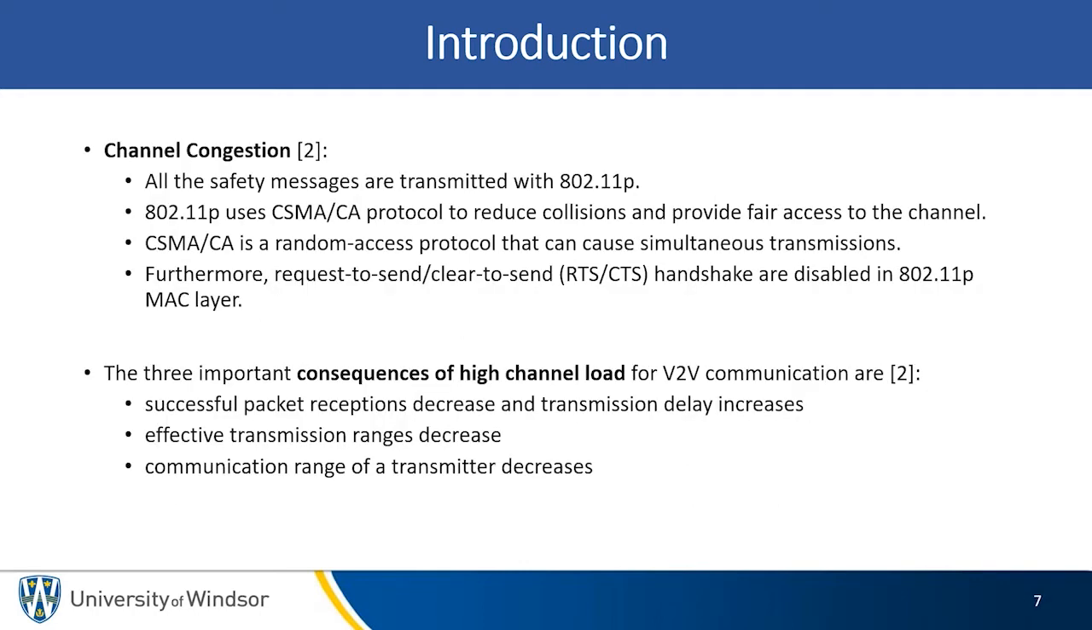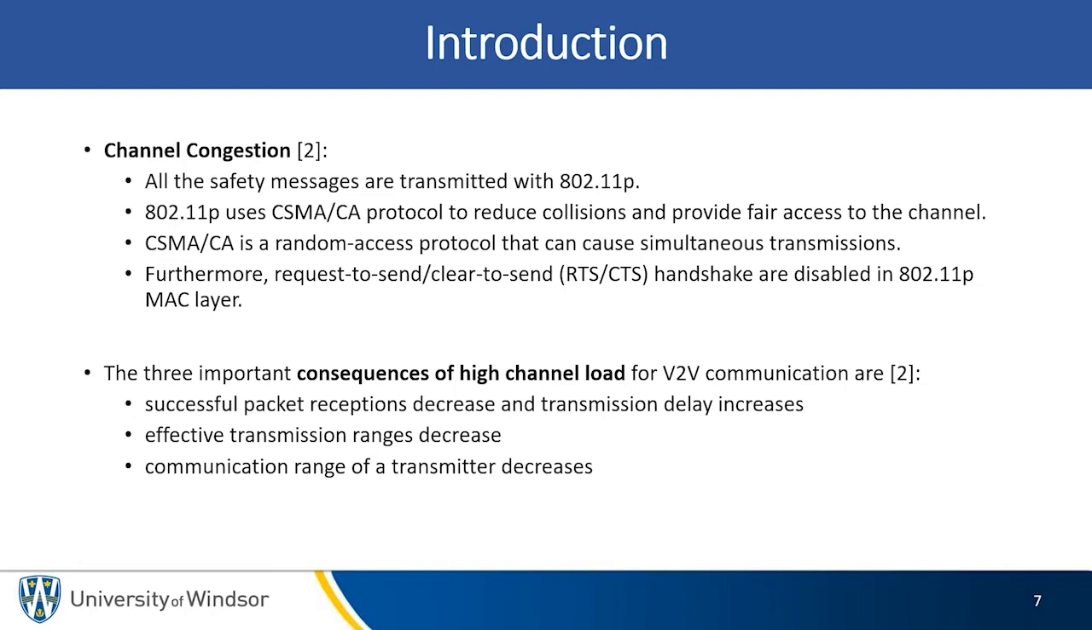Channel congestion. The 802.11p wireless protocol is currently the only protocol for low-latency vehicle-to-vehicle safety communications in VANET. All the safety messages are transmitted with 802.11p, which uses carrier sense multiple access with collision avoidance (CSMA/CA) to reduce collisions and provide fair access to the channel. CSMA/CA is a contention-based random access protocol that can cause simultaneous transmissions, that is, packet collisions, which significantly lower the communication reliability. The important packet collision avoidance mechanisms like the request to send and clear to send handshake are disabled in the 802.11p MAC layer, resulting in hidden terminal problems.